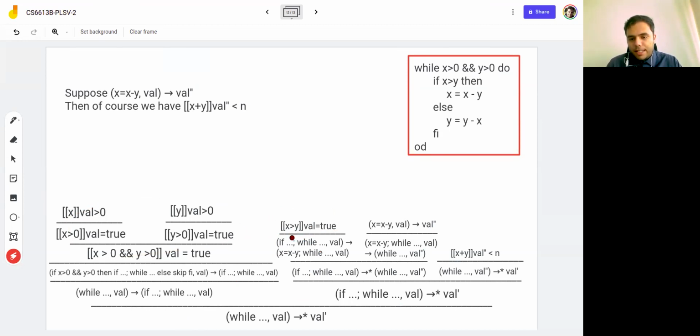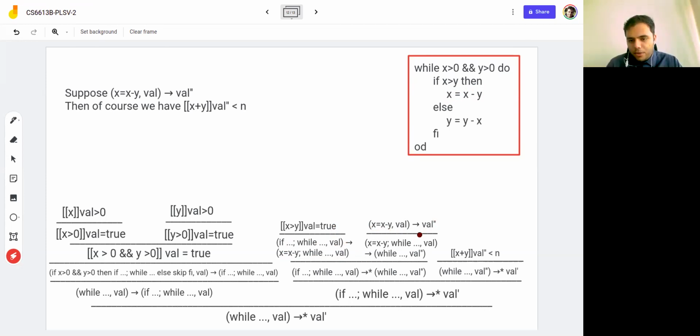What I can say is that because x is greater than y, if I run this if and then run this while, which is what I have here on evaluation, the if itself is only going to do the then part. So I can replace the if itself with the then part, which is this. This is the if true rule, right? And then on the other hand, I have my assumption here that if I apply x equals x minus y, I get to a new state val double prime.